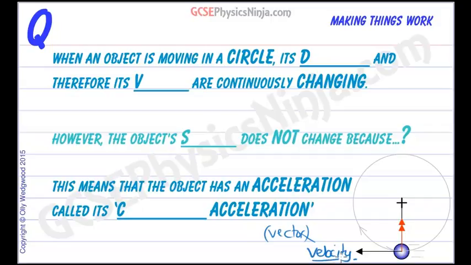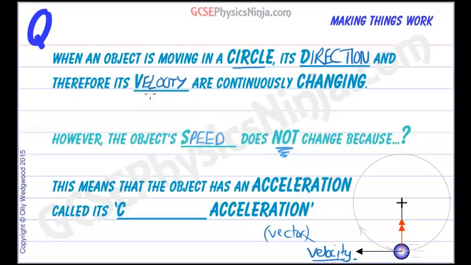And if the velocity is continually changing, this must mean that the object is accelerating, because acceleration is a change in velocity. So when an object is moving in a circle, its direction, and therefore its velocity, are continuously changing. However, the object's speed does not change. Why doesn't the speed change?